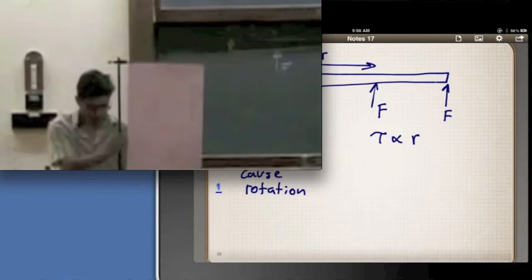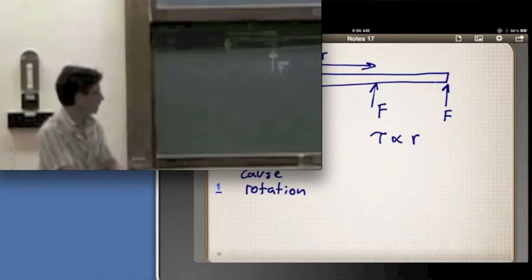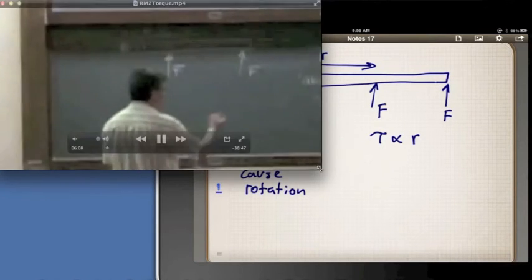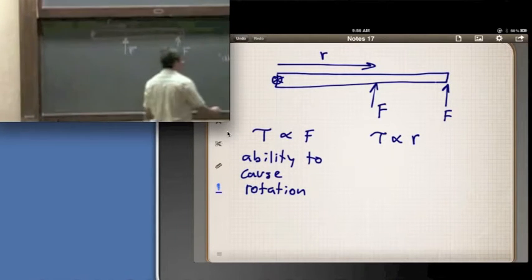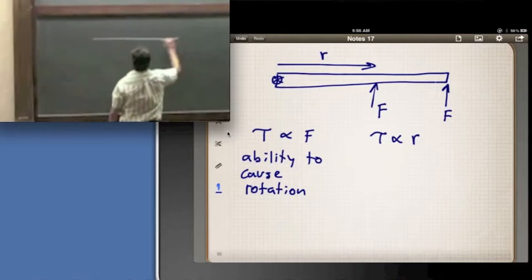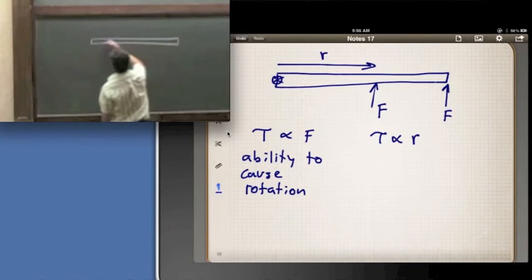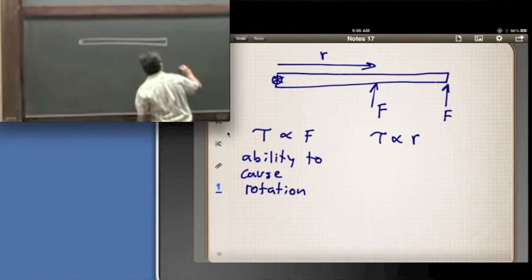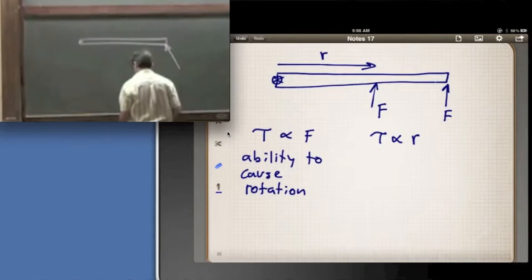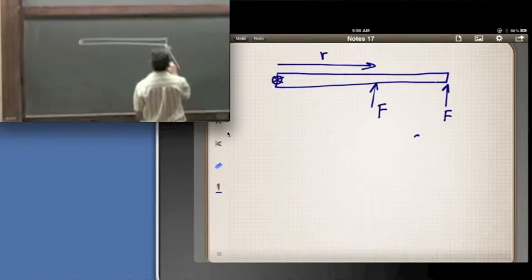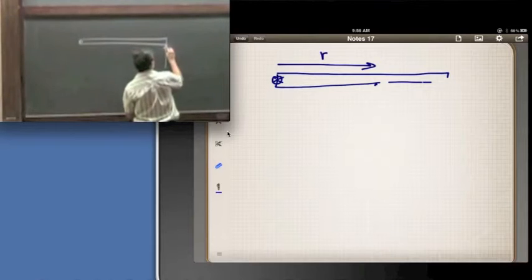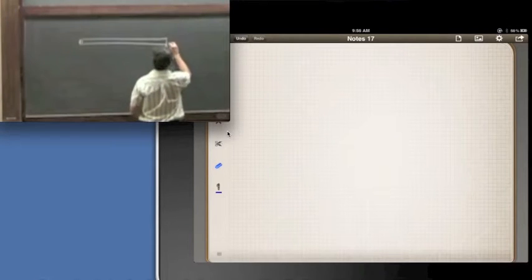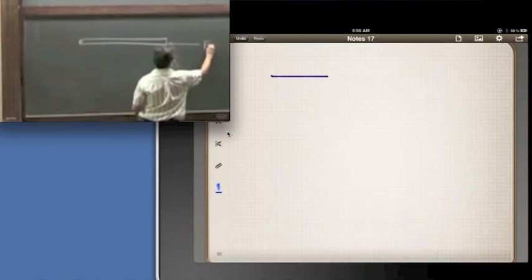So what that's telling you is that there's an additional variable that we need to consider when talking about the ability of a force to cause rotation, which is the angle at which you are applying the force. So same door. Let's apply force here. The two cases that we just discussed were a force acting this way or a force acting this way. Let's call this one F1 and this one F2.